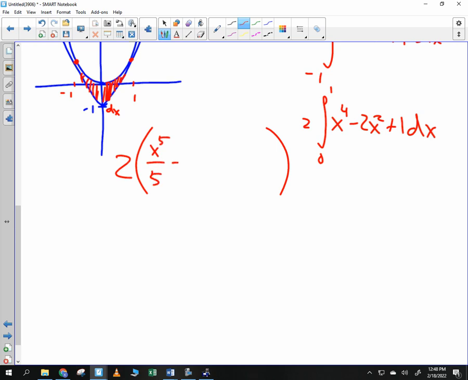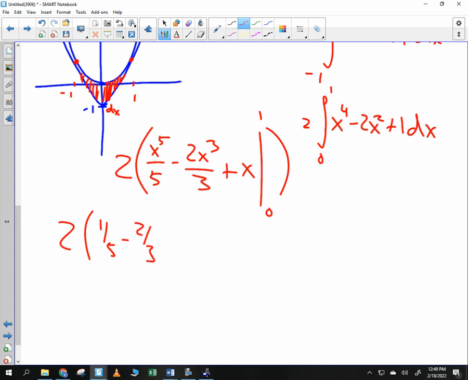Minus 2x to the third over 3 plus x. And we're going to determine the area from 0 to 1. And you can see in this situation, we plug in 0, you do get 0, correct? But if we plug in 1, we get 2 times 1/5 minus 2/3 plus 1.